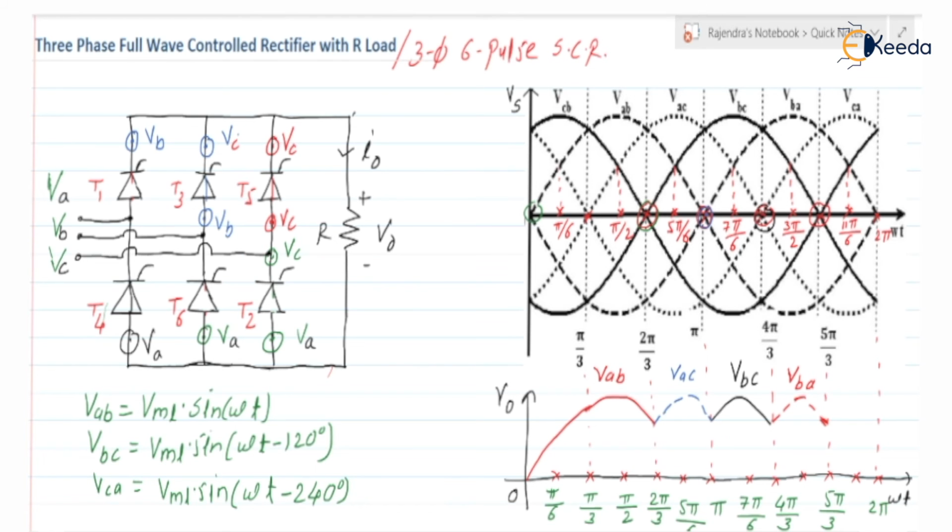VBC. So please check after 5 pi by 3, what is the VBC? After 5 pi by 3, VBC is negative. VBC means this pulse, please be careful. VBC negative means what? Thyristor T3 will feel the reverse voltage and thyristor T3 will turn off. Are you getting the point? So once T3 turns off at omega t equal to 5 pi by 3.